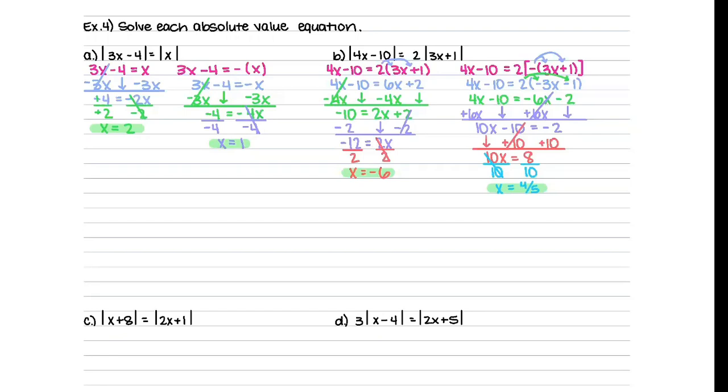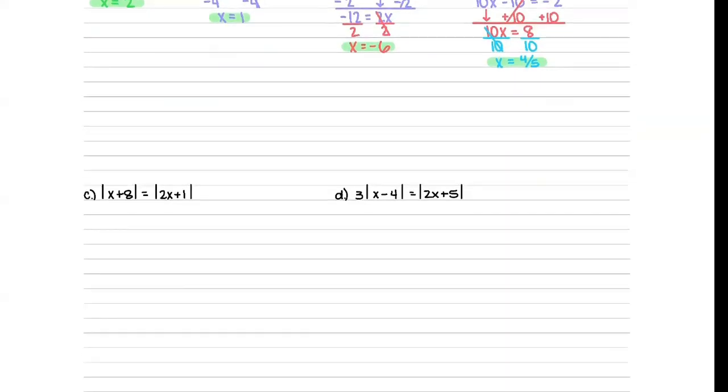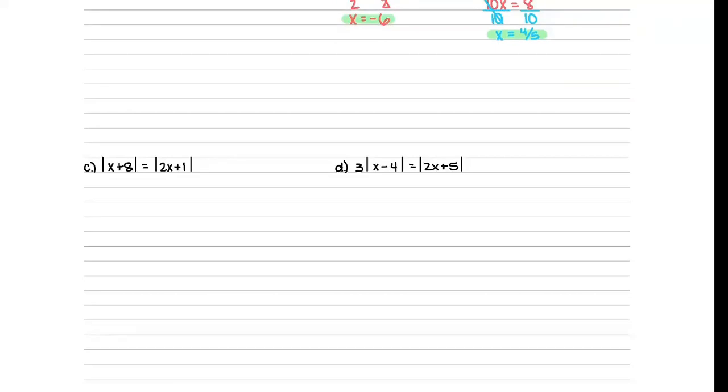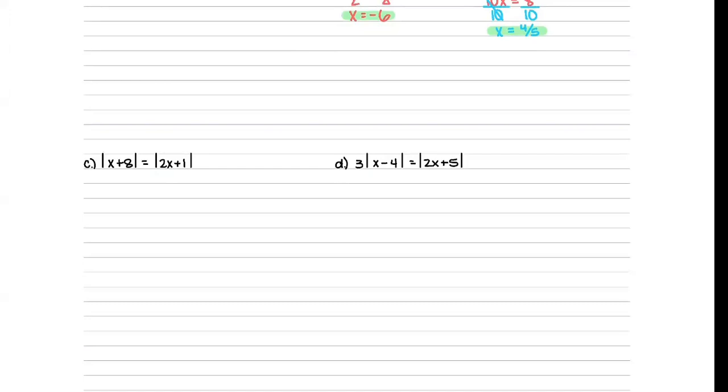For example C, we have the absolute value of x plus 8 is equal to the absolute value of 2x plus 1. So again, I'm going to get rid of my absolute value bars for my two equations. I have x plus 8 is equal to 2x plus 1, as well as x plus 8 is equal to the opposite of 2x plus 1.